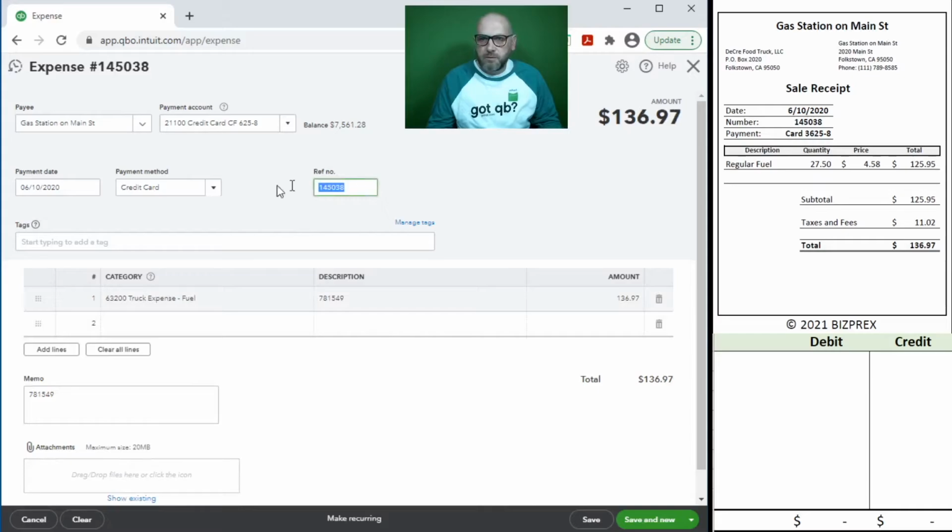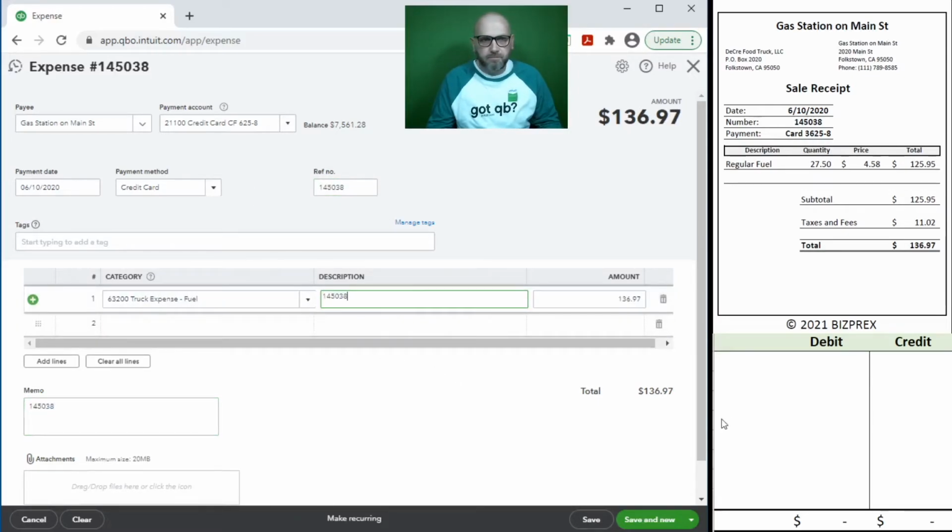Alright, reference number. So here it is. What's happening? Well, we know that we're paying with credit card, so our credit card balance will go up, and it goes up when it is credited.